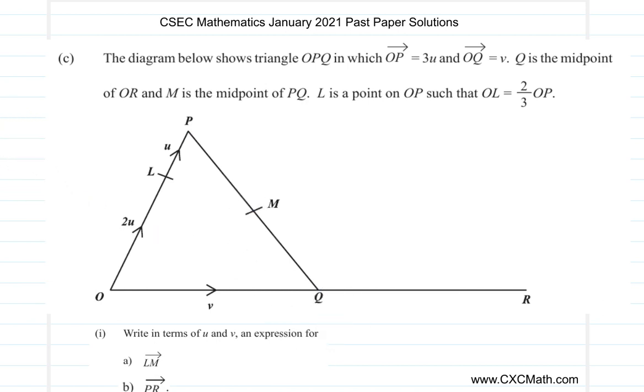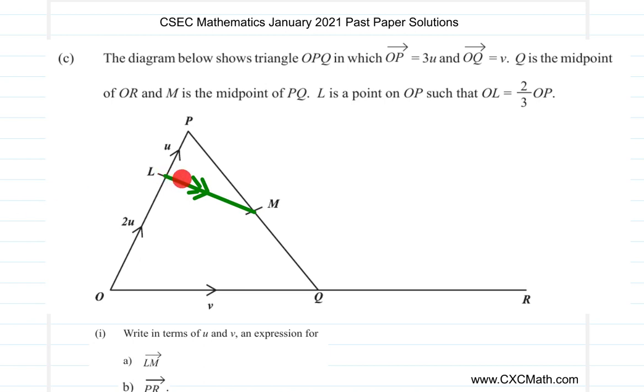What do they say now? Write in terms of U an expression for LM. Okay. So now you have to remember the principles behind your vectors. Here now, LM would be this vector. Alright? It would be a resultant vector. Let's put 2 arrows on it. LM. Now the thing is this.